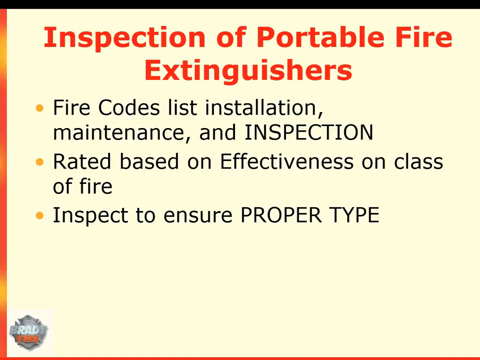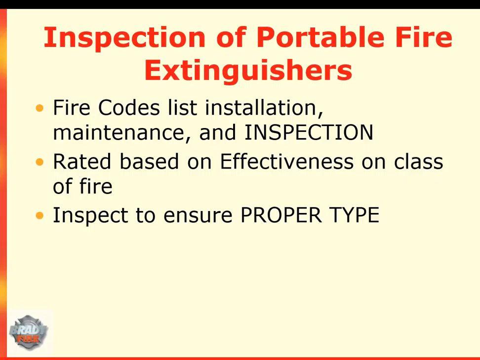NFPA 10, Standard for Portable Fire Extinguishers, requires extinguishers in every type of use occupancy except 1 and 2 family dwellings. Fire Prevention Code lists installation, maintenance, and inspection requirements for extinguishers. They are rated based on the effectiveness on the classes of fire. Class A is ordinary combustibles, wood, paper, cardboard. Class B is flammable and combustible liquids. Class C, energized electrical equipment. Class D, flammable or combustible metals. Class K, kitchens with grease and vegetable oils.